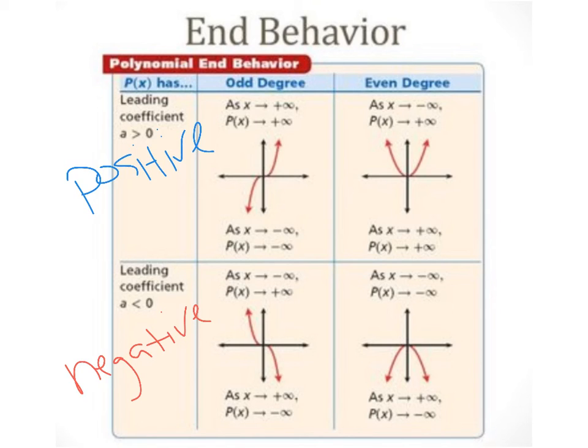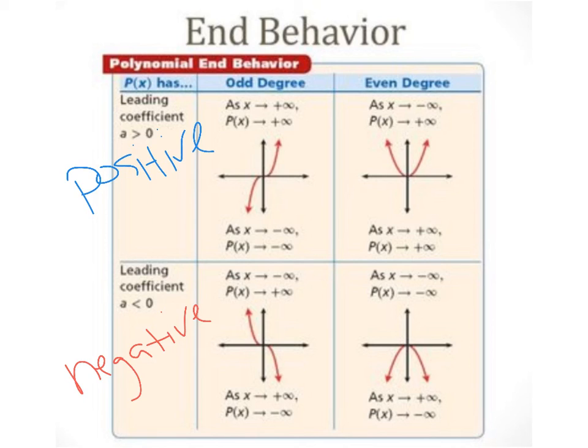And the end behavior for an even degree function with a positive leading coefficient, as our x values are decreasing towards negative infinity, as they're getting really small going in this direction here, our y values are going up towards positive infinity. And also, as our x values are getting really large going out this direction, our y values are also going up towards positive infinity. And that can be defined in the statement here and here.